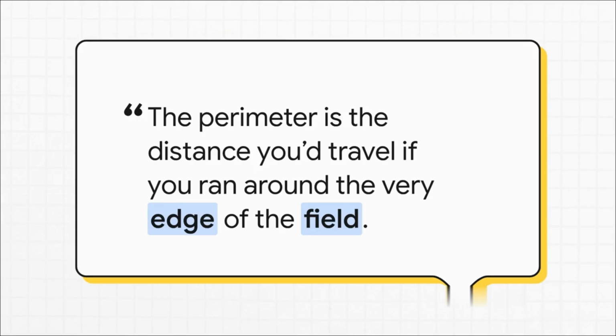This football field analogy makes it totally crystal clear. If you were to run a lap right on the white boundary line of the field, the total distance you covered, that's the perimeter. It's all about that outer boundary.